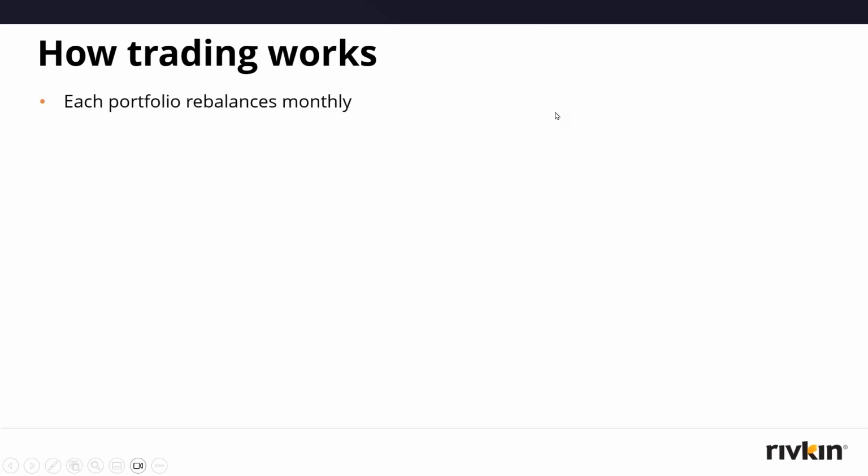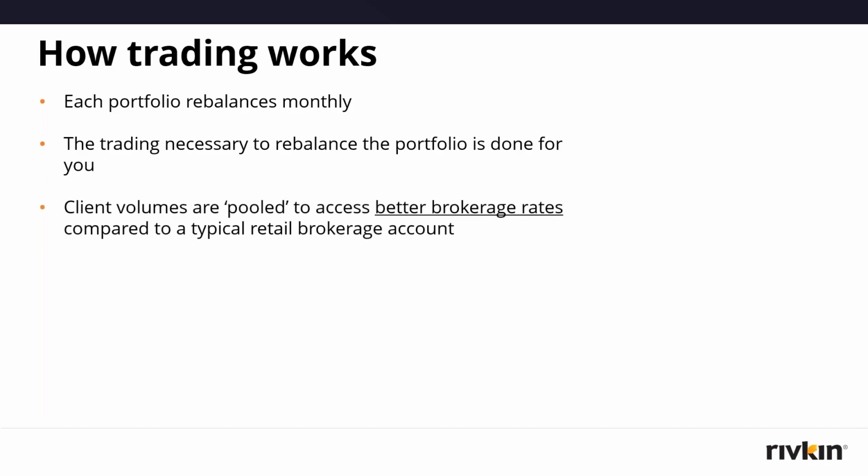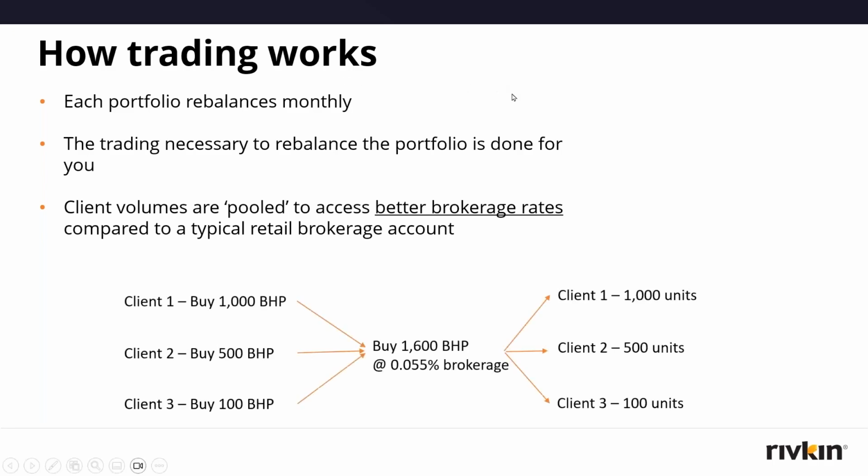How does the trading work? We touched on this a little bit earlier in terms of pooling orders together to execute. So generally, each portfolio in these separately managed accounts rebalances on a monthly basis. The trading necessary to rebalance the portfolio is taken care of by Apex. Riv can provide them the investment advice, and then Apex aggregate and execute the orders. Those aggregate orders across all client accounts are pooled together. And by doing a larger trading size, we get better access to brokerage rates compared to what you typically see in a retail brokerage account.